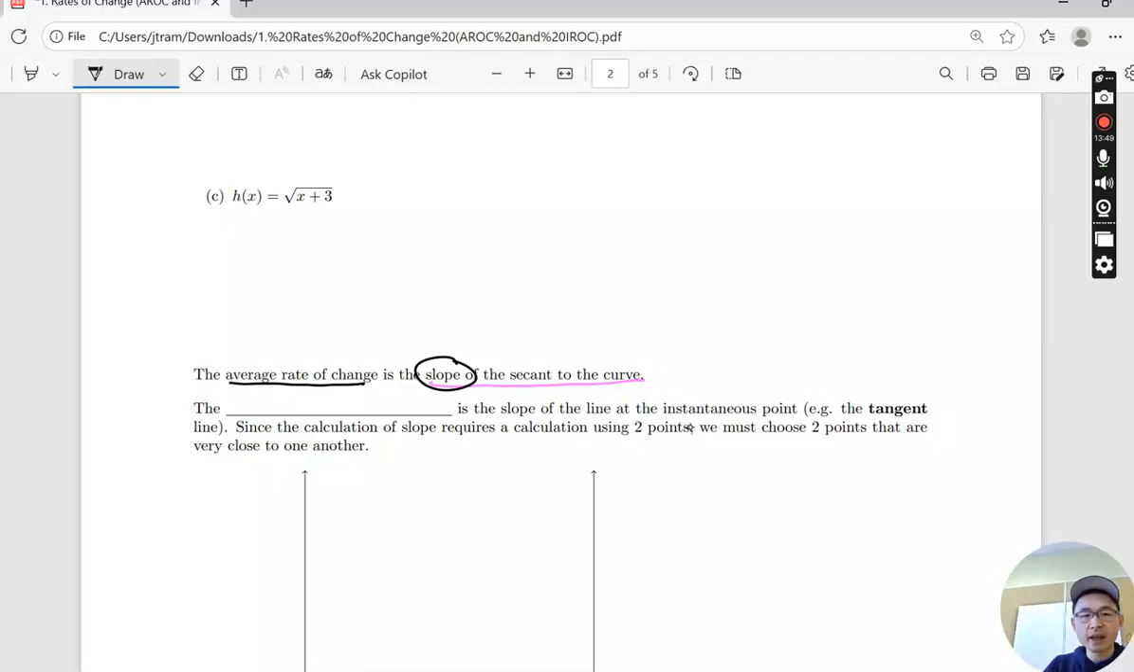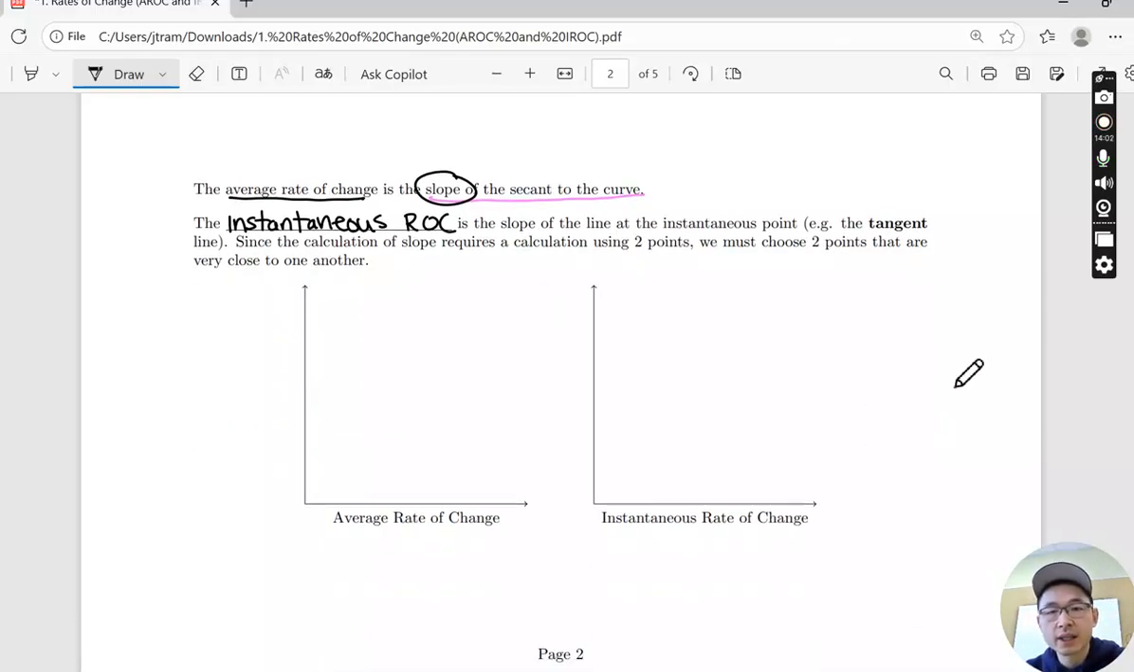Now what about the instantaneous rate of change? Instantaneous rate of change is the slope of the line at an instantaneous point, for example, the tangent line. It requires using 2 points. We must choose 2 points that are very close to one another. What does all of that mean? Well, let me show you.